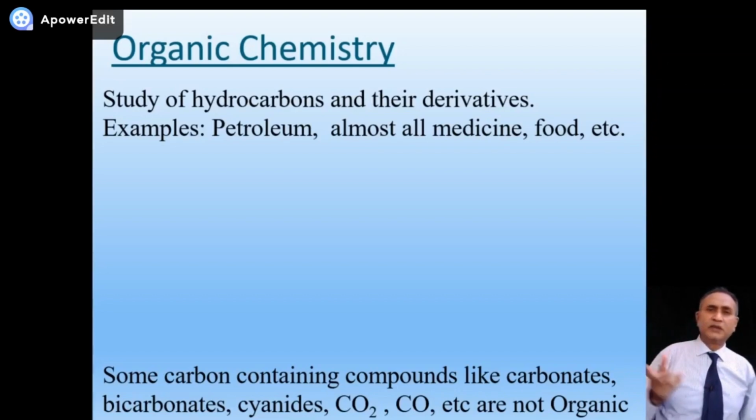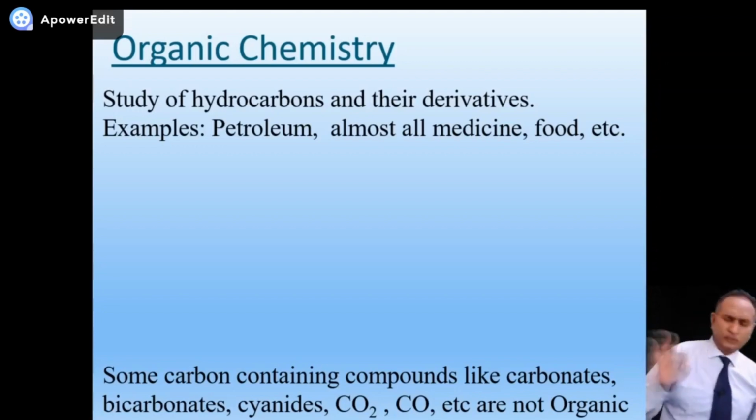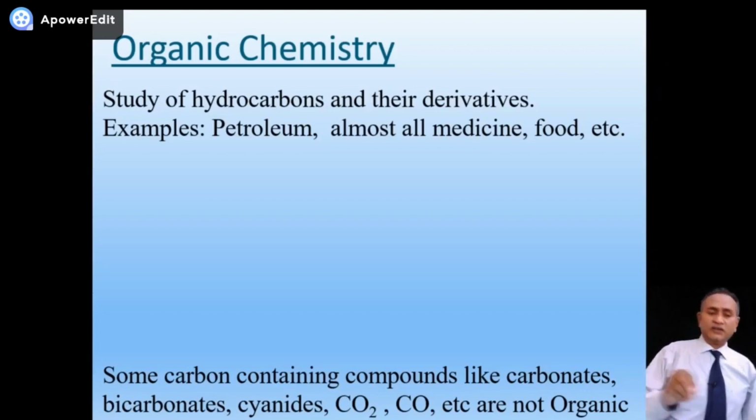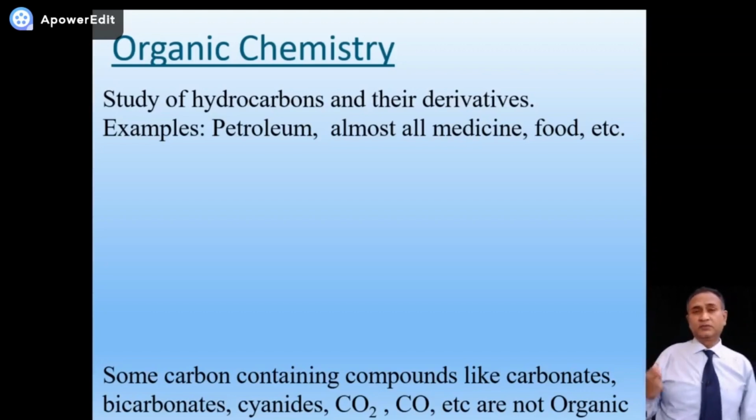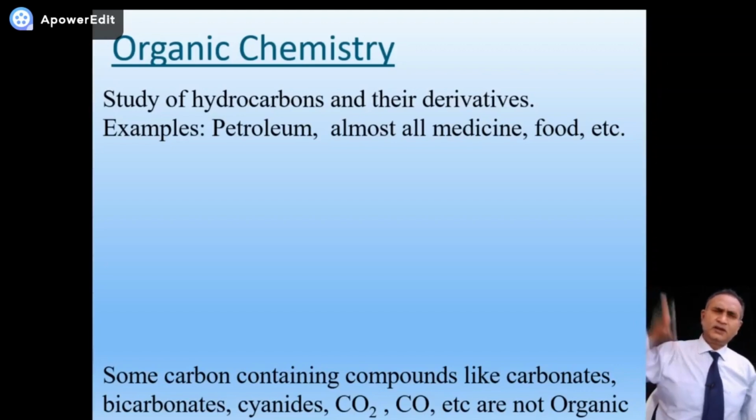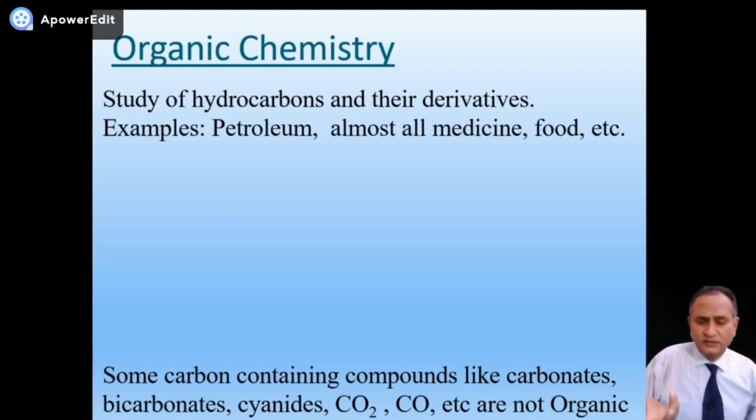For example, all kinds of carbohydrates, proteins, fats, lipids, butter, margarine, petroleum, fuel, most of the petroleum, diesel, etc. All of these are organic compounds. Glucose, sugar. So it's a very, very long list. It contains most of the common compounds that we know.